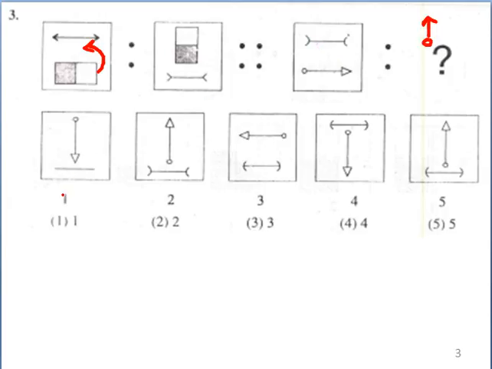So I can eliminate option 1. Similarly, I can eliminate option 3. I can eliminate option 4. Now the choice left is 2 and 5. Here if you observe, arrows are outward, and here arrows are inward. When it is outward, it becomes inward. So when they are inward, it has to be outward. So option 2 is ruled out. So the answer is option 5.